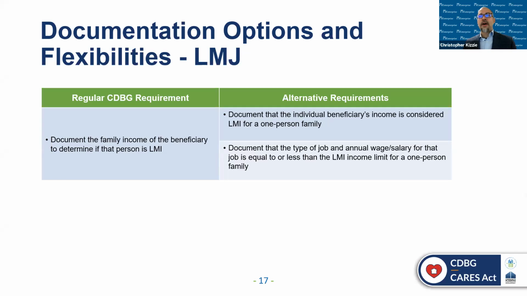The alternative requirement allowing for documentation of the individual beneficiary's income rather than the family income really reduces the documentation burden because information about the income of the other family members is not necessary, and the income of the employee can generally be verified through the business. The alternative requirement, counting a job as LMI based on the annual wage or salary of that position being less than the one-person LMI limit, substantially reduces documentation burden by allowing grantees to work only with the assisted business to document compliance rather than having to obtain self-certifications from each individual employee. Next slide, please.